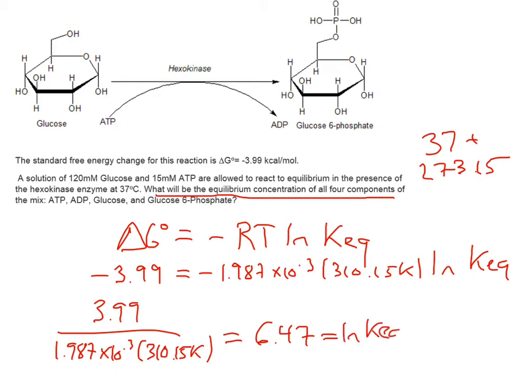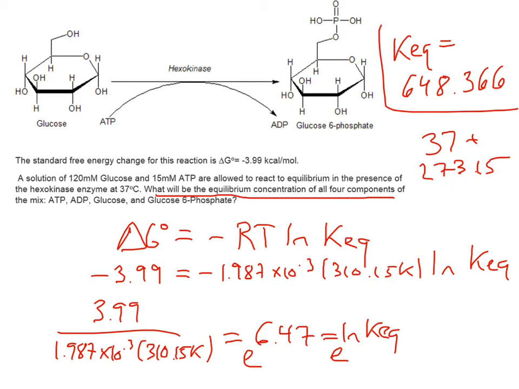And to undo our natural log, we have to do e to both sides. So our KEQ in this case equals e to that, 648.366. Great. At equilibrium, there's 648.36 times more glucose 6-phosphate and ADP than glucose and ATP. So that's the correct ratio we need to get to.